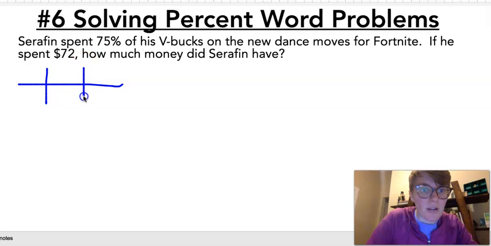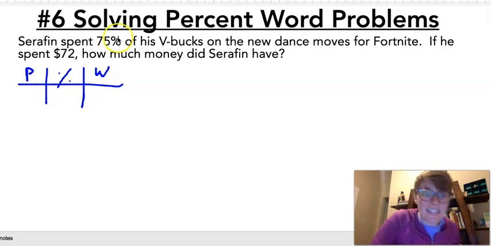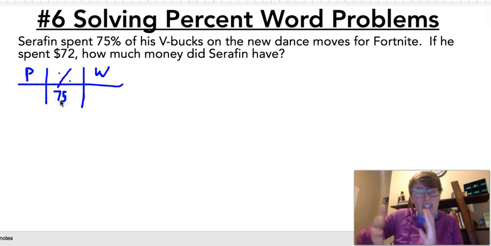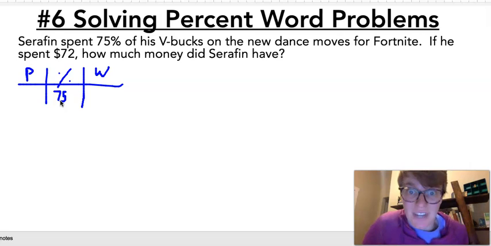And I'm going to write percent in the middle and then part and whole. Now the percent is easy because it literally says it and it has that percent sign after it. So this is going to be 75%. So that means that Seraphine spent a good chunk of his money on those dance moves.